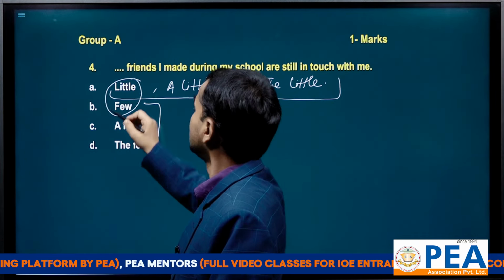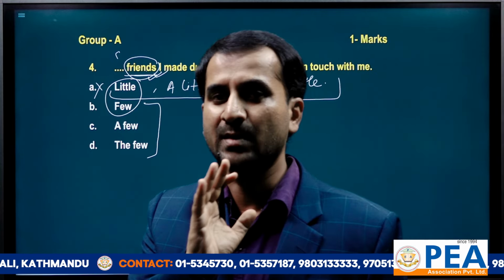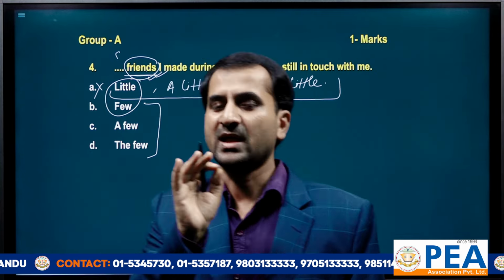Now out of these 3 we have to choose. Few friends, if I write few friends, it means what? I have no friend. I don't say I have no friend at all, I say I have almost no friend. Okay, one or two. So we use a few. Though I have a small number of friends, they are countable. Okay, 4, 5, 6, 7. They are small in number, so we use a few.